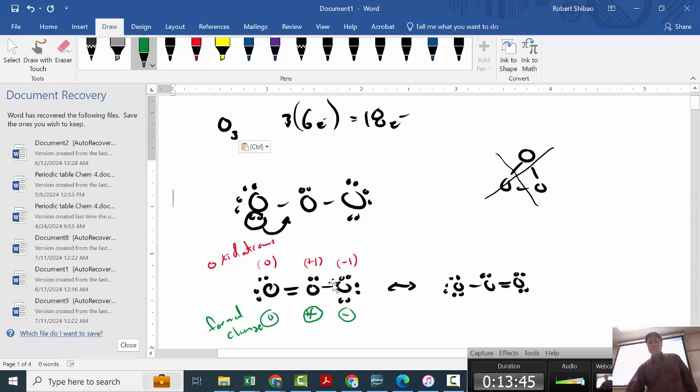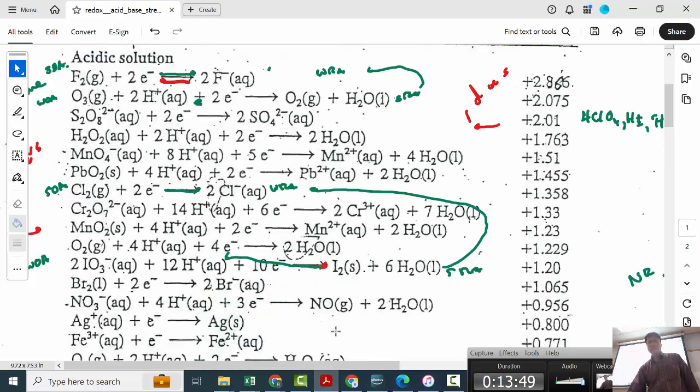So what's happening with ozone is some of the oxygens are not changing. Two of the oxygens stay at 0. Or, actually, technically, they aren't at 0. They change because when we look at it individually, the average is 0. When we look at it individually, some changed there.